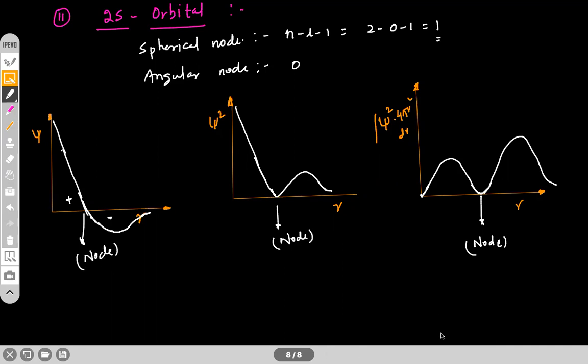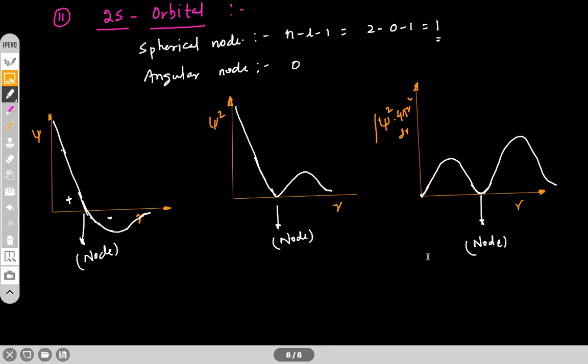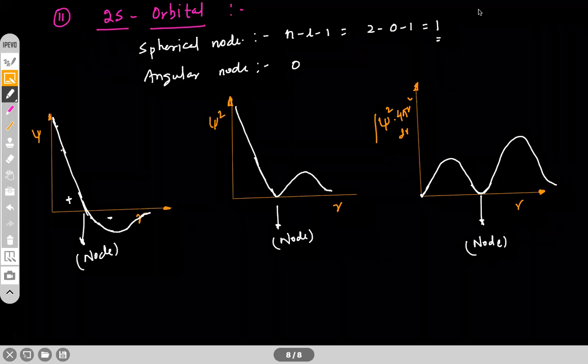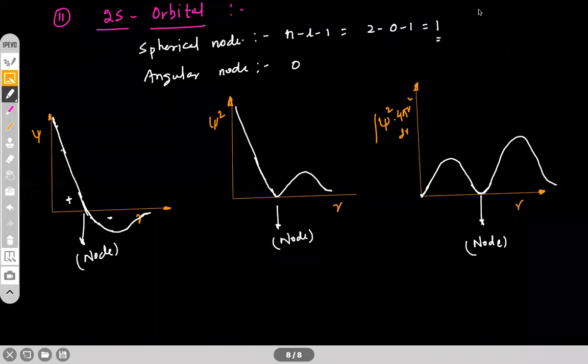Tell me, did you get it? No, it won't touch the y-axis. It is like an asymptote to the y-axis. Clear?